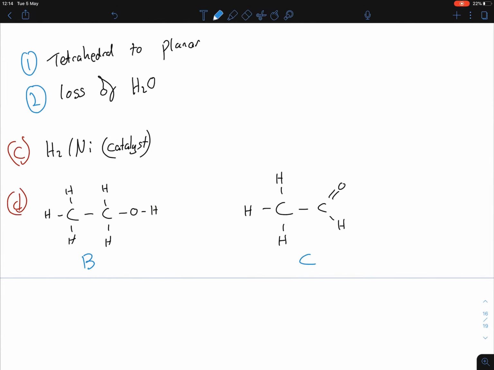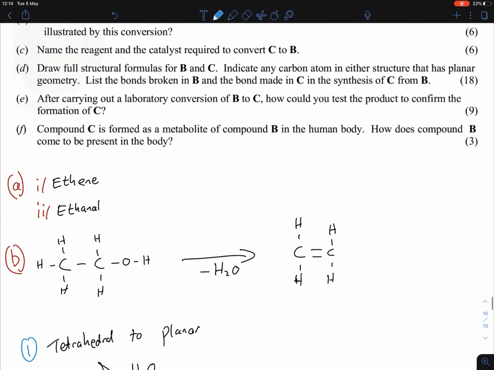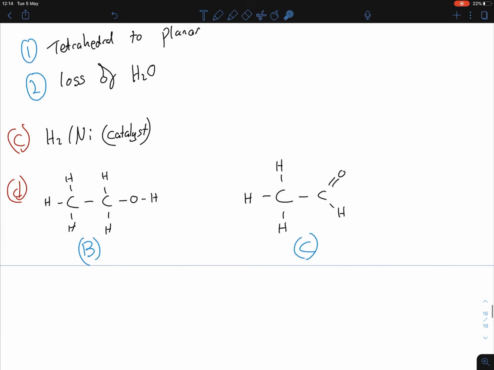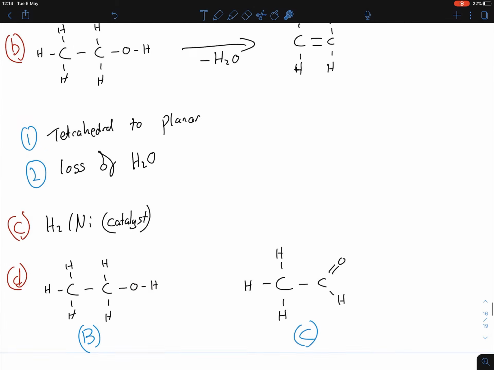Okay, so what's the first part of the question? This just breaks up into bits. The first part says draw the full structural formulas for B and C. I've done that now. And again, if you're asked for the full structural formula, and I can't stress this enough, make sure you put in the bond between oxygen and hydrogen there.